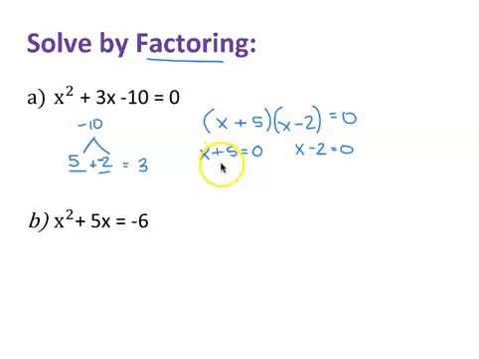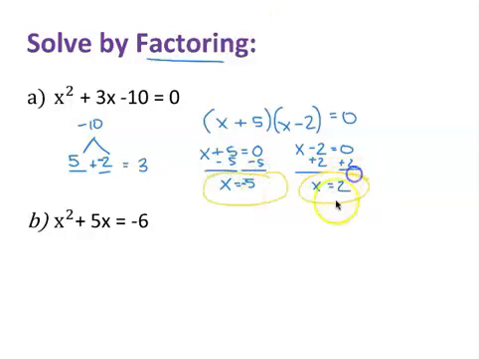So here I'm going to subtract 5 from both sides to solve, and I would get x equals negative 5. There's a negative in there. And then here I'm adding 2 to both sides, and I get x equals positive 2. So those are my two solutions. We can have x equals negative 5, and the other solution is x equals 2.